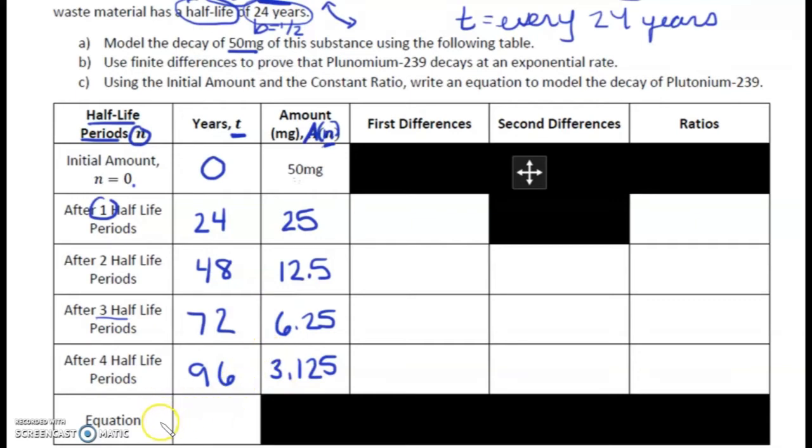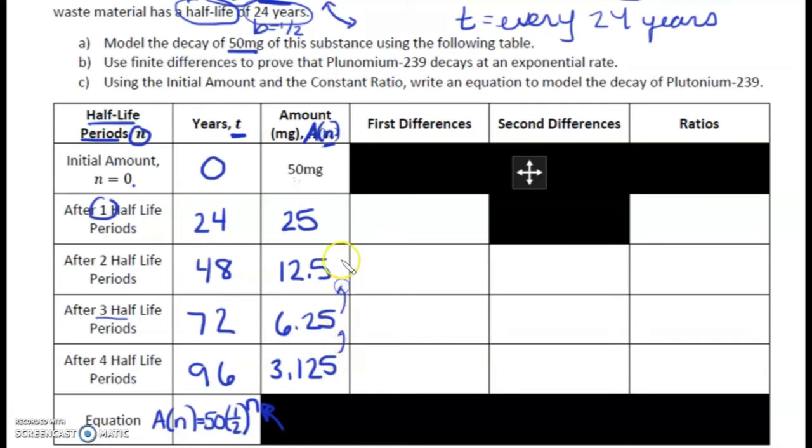Okay, our equation is going to be the amount at time n equals our initial amount times 1/2 to the n. N in this case, remember, is not years. You have to actually convert it into years, which I'll show you, but this is the number of compounding periods.